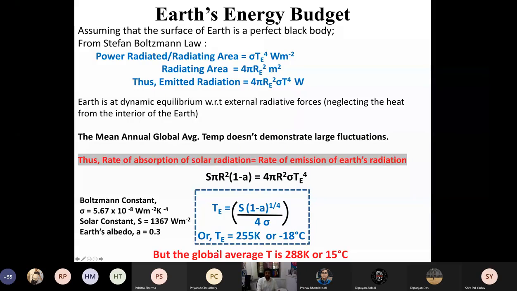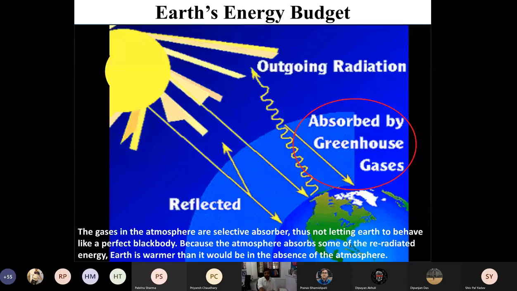But in reality, the global average temperature is around 288 Kelvin or 15 degrees Celsius. So there is around a 33 degrees Celsius change in temperature between what we can calculate with some simple thermodynamics versus what we observe through instrumental measurement. This is simply because of the greenhouse trapping of the back radiation.